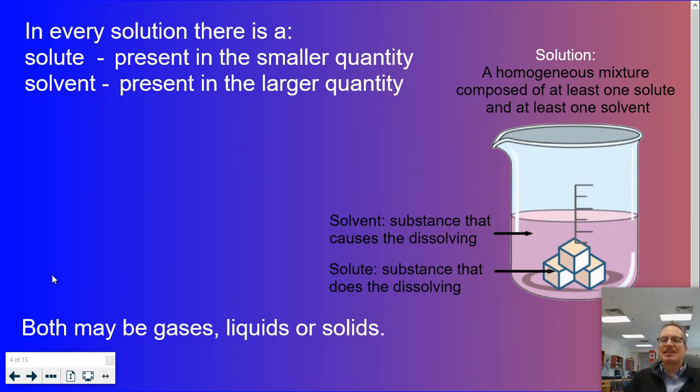So if you think of this example here, I have a solution with sugar cubes in it. In this example, my sugar cubes would be my solute. It's the substance that's going to dissolve. In this solution, I also have the other substance, and that is my solvent. The solvent, in this case the water, is the substance that causes the dissolving. In any solution, you can have both substances being gases, both being liquids, both being solids, or a mixture of each. Let's look at some examples.